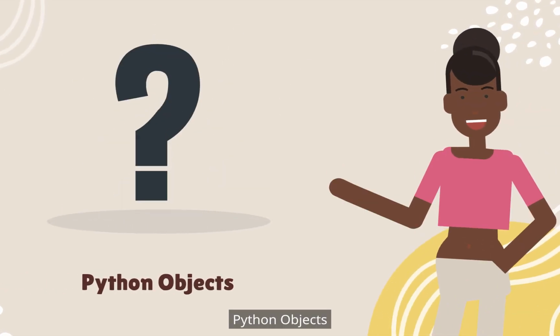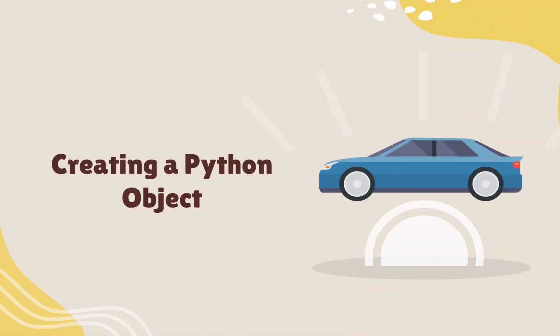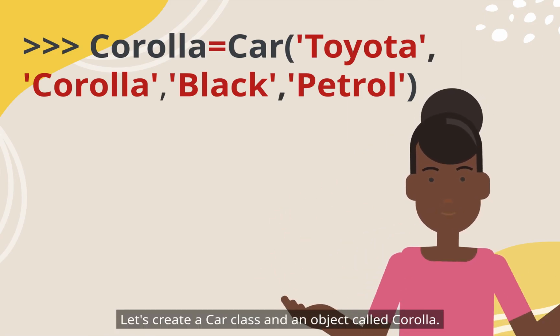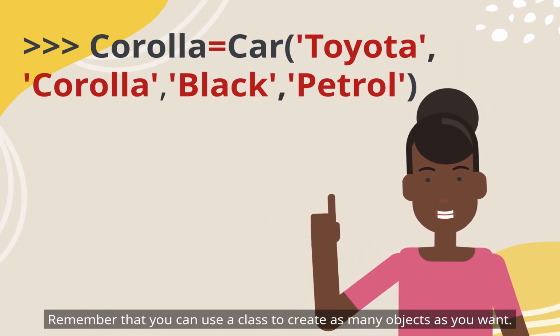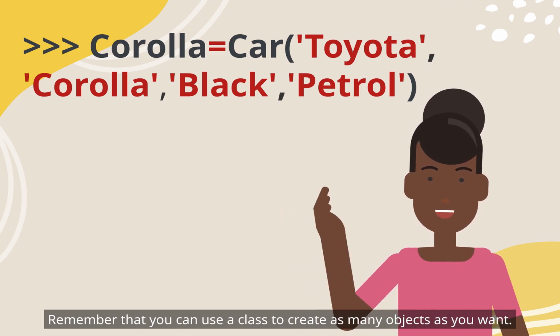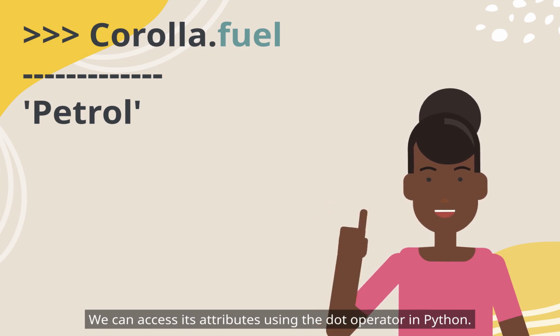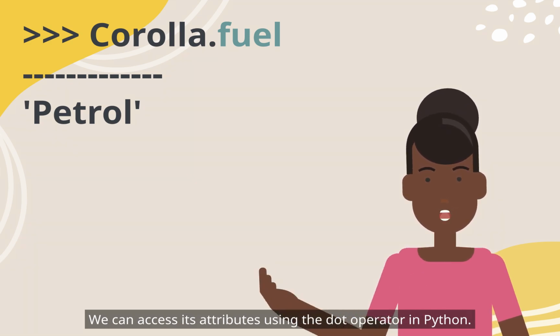Python objects. Let's create a car class and an object called Corolla. Remember that you can use a class to create as many objects as you want. We can access its attributes using the dot operator in Python.